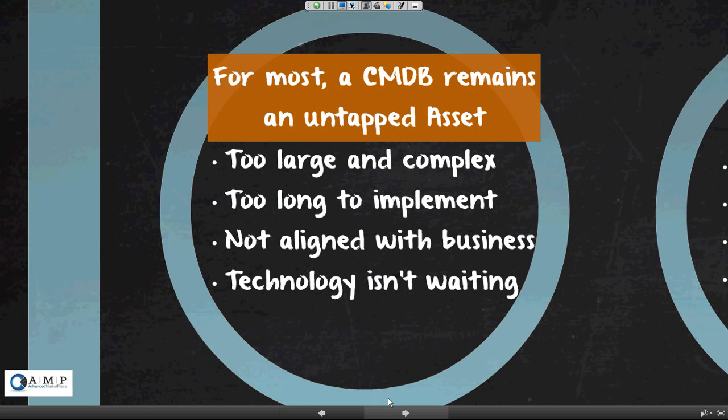So again, in summary, today, for the most part, CMDB still remains an untapped asset for most organizations. You know, I can go back to the whole achieving versus struggling versus abandon.